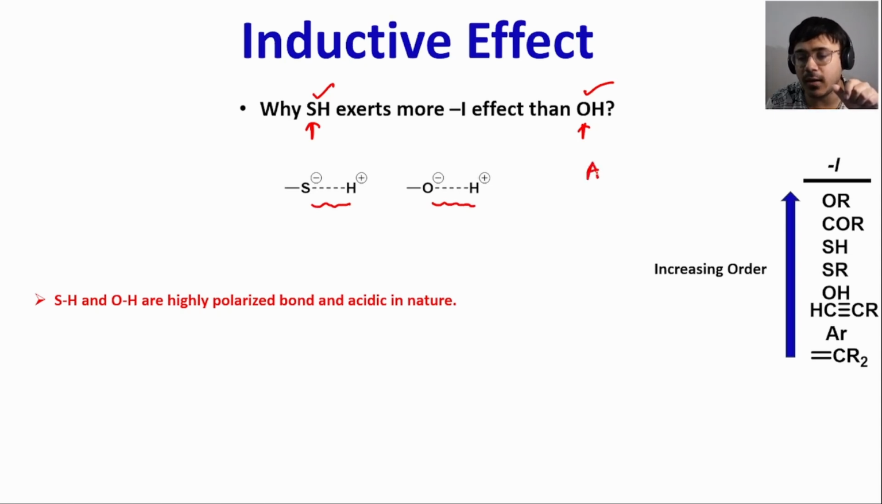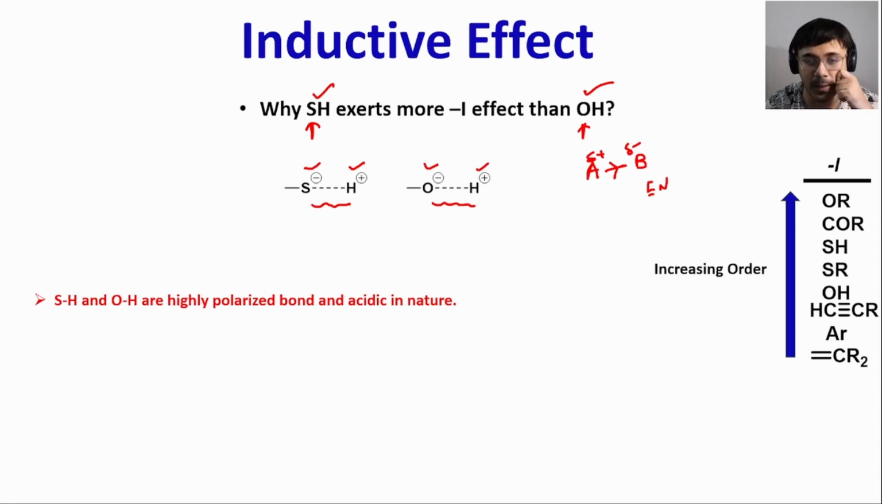Generally, if we have a bond between A and B, and B is more electronegative than A, then the electron pair will be pulled towards the B atom. As a result, we will have a partial negative charge on B and a partial positive charge on A. But here what is happening? Here it's a complete polarization, almost like dissociation. So instead of a partial negative charge, we have a complete negative charge on the sulfur or oxygen atom and a complete positive charge on the hydrogen atom.